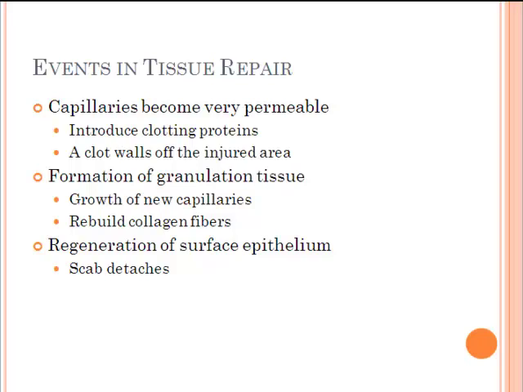Then we have the formation of granulation tissue. What happens here is we get the growth of new capillaries. New capillaries come in and inundate this area. Then a collagen fiber matrix, a scaffold, is built around this wound, and that scaffolding becomes the base for the regeneration of the new epithelial tissue that is going to replace what was lost in this wound healing process. The scab that forms when you have a cut is formed by the clotting proteins catching all the blood, the fibers in that blood.